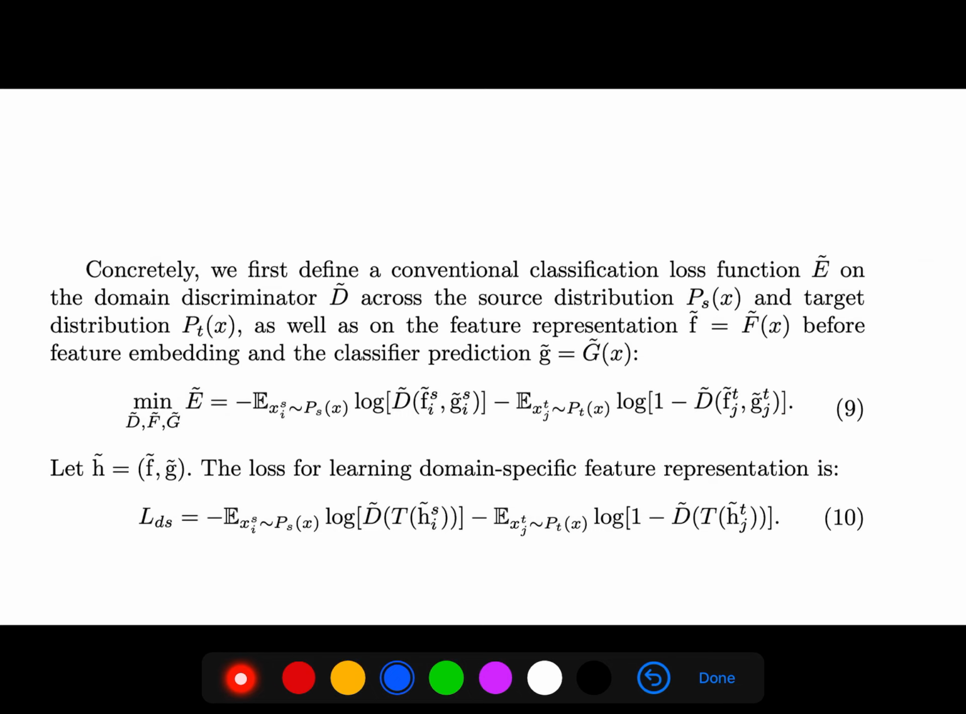So we first define a conventional classification loss on the domain discriminator across the source distribution and the target distribution, as well as on the feature representation before feature embedding and the classifier prediction. The loss for learning domain-specific feature representation is this.